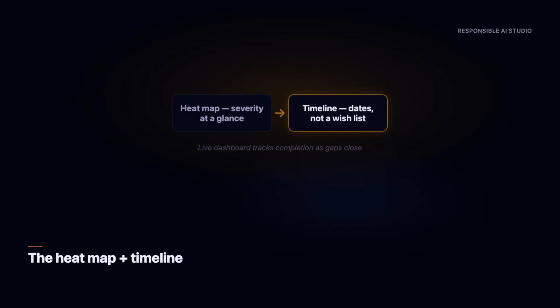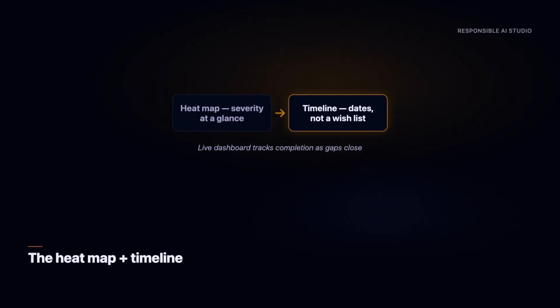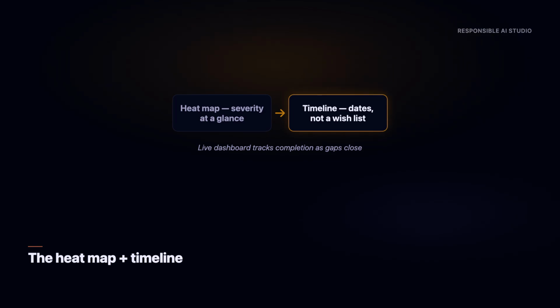2 things make this usable instead of just accurate: a heat map that shows severity at a glance, and a timeline that turns the priority list into an actual plan with dates. Because a list without a date is a wish, not a plan.